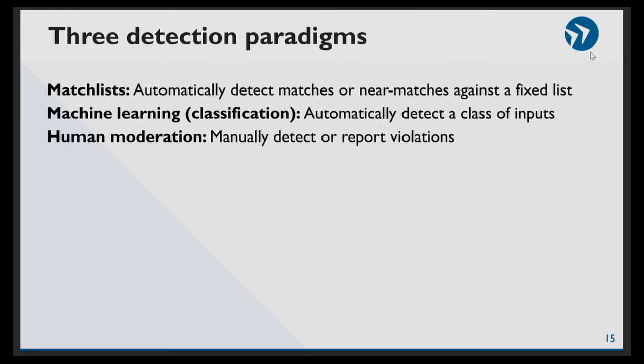I'm going to talk about 3 detection paradigms that are all content-based, I should have added. So these are not including things like metadata analysis, traffic analysis, that sort of thing. I'm mostly just focusing on things that use content or use content in addition to other things. So for the most part, we basically have matchlists, machine learning, and human moderation. And I'll talk a little bit about each of these.